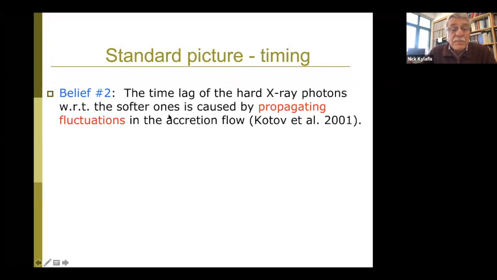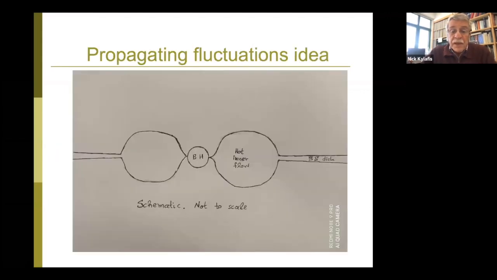And the standard picture says the following, back to the schematic, that in the accretion flow, there are fluctuations which propagate inwards. And if the hot inner flow has a temperature gradient, that is, it is hotter here than out here, then first you see soft photons by comptonization, and later on you see harder photons. Okay, that's the picture.